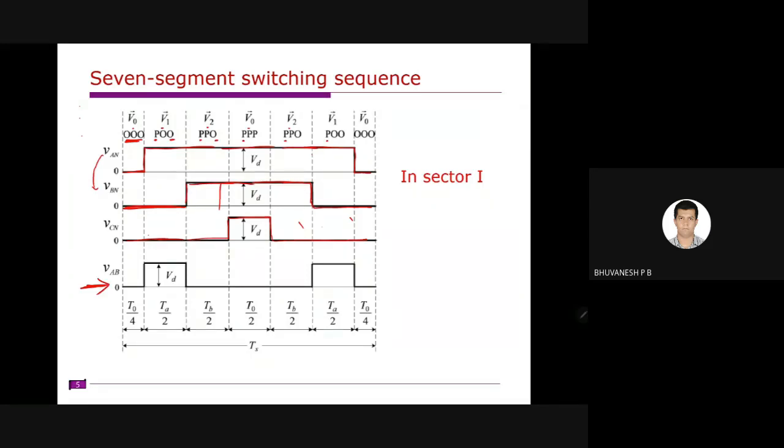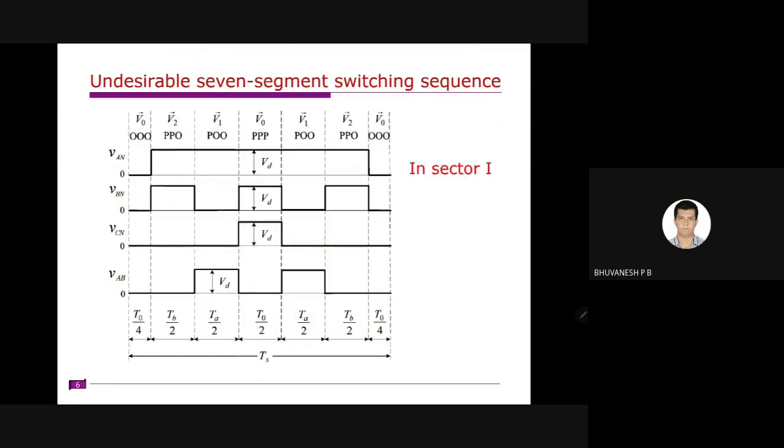This is corresponding to 1 TS period. In A phase, only one switch is on, that means only one pulse in A phase. In B phase you have another pulse, and in C phase you have only one pulse. So we divide this TS into 7 parts, and that is known as the 7 segment switching sequence. So this is undesirable, because when you do this, some extra switchings will be there.